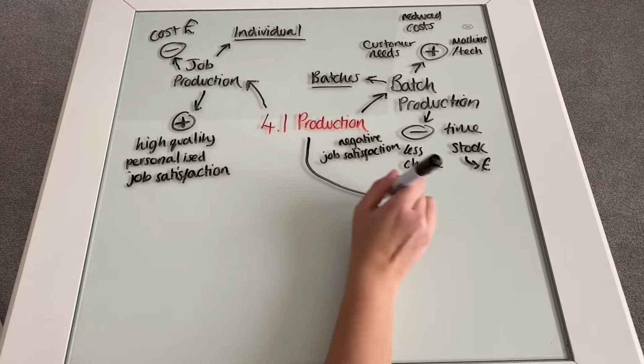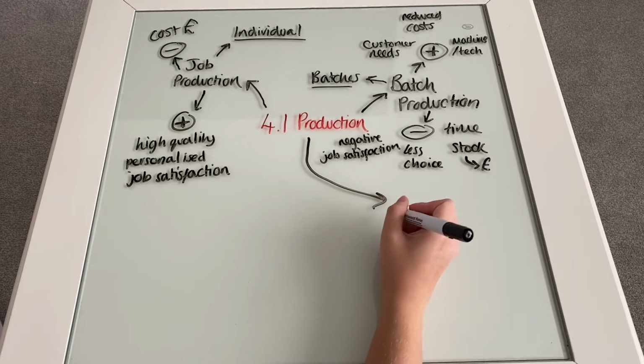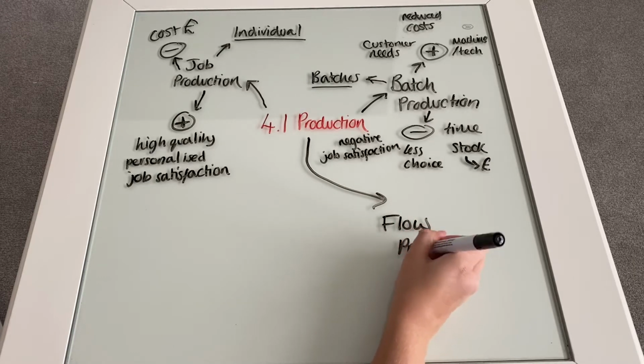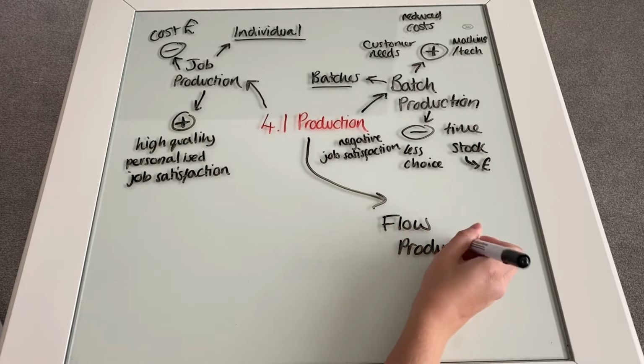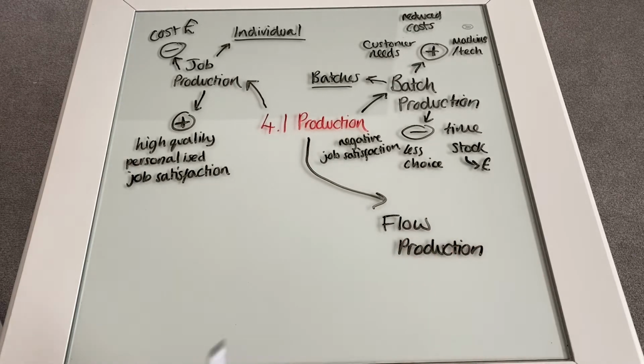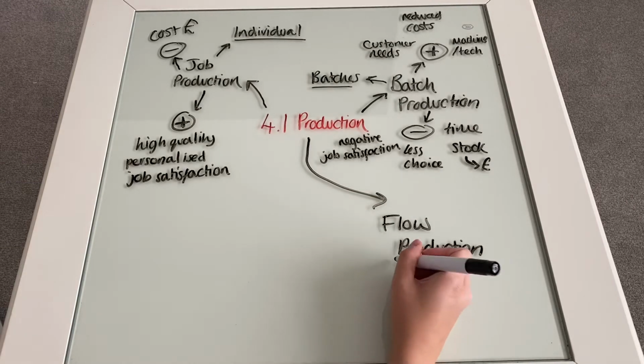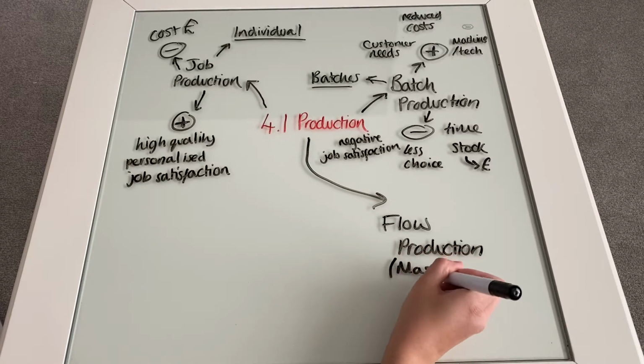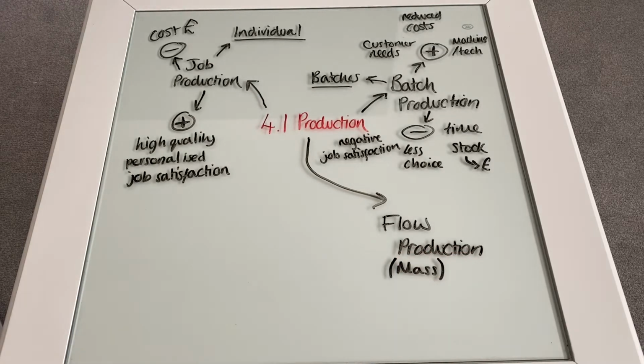Then, third type, flow production. I've had a couple of emails asking me if flow production and mass production are two separate things. No, they are the same thing. You would probably call this mass production, but your exam board says flow production. Either are fine. They are exactly the same thing. There's no difference.